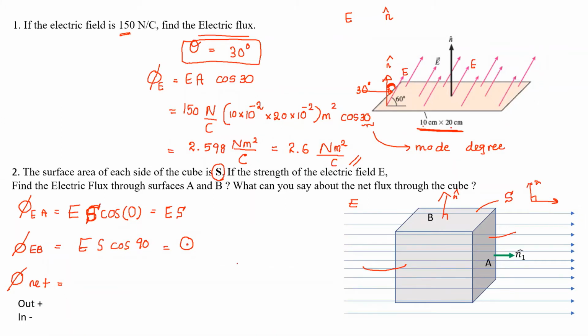So now we come to the confusing or hard part. I'm asking you to calculate the net flux through the cube. When you are calculating the flux through a closed surface, a cube is a closed object, right? We have to consider the direction of your flux. So flux too has a sign.